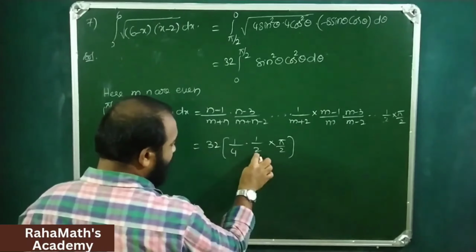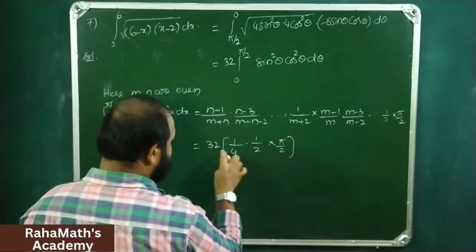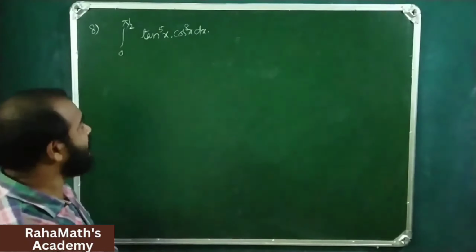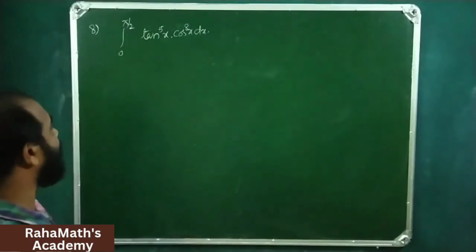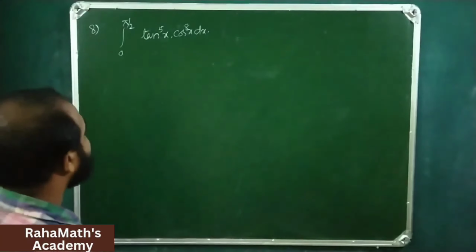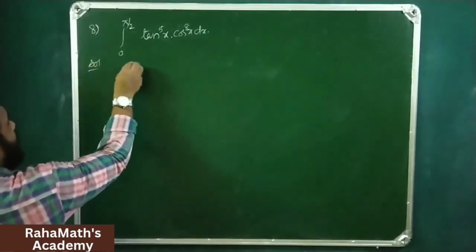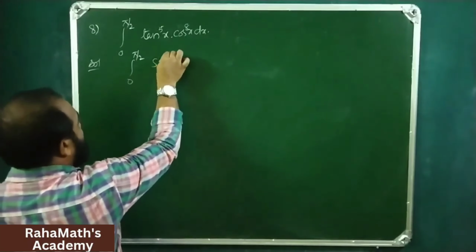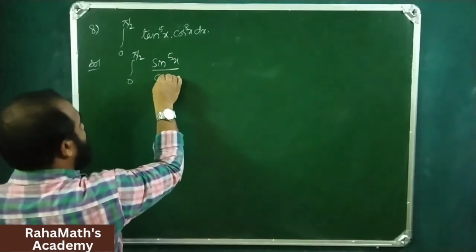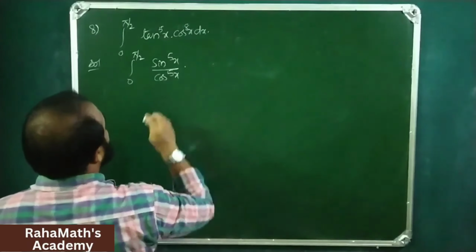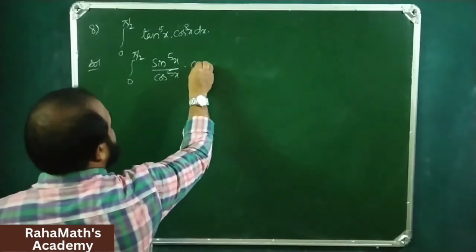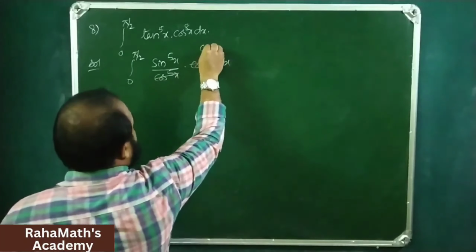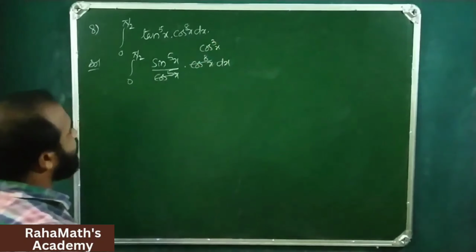So 4 2s are 8, 8 2s are 16. 16 2s are 32. So this is 2 pi. The next problem is integral 0 to pi by 2 tan power 5x into cos power 8x dx. So tan power 5x is sin power 5x by cos power 5x, into cos power 8x dx. This is cos cube x dx.